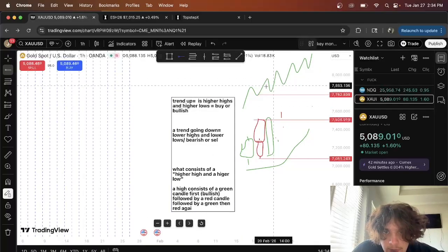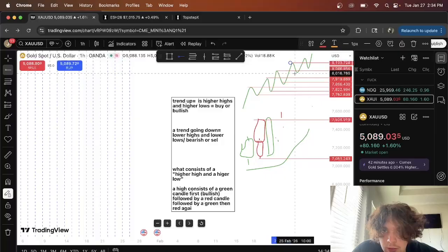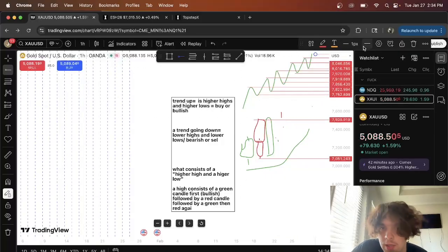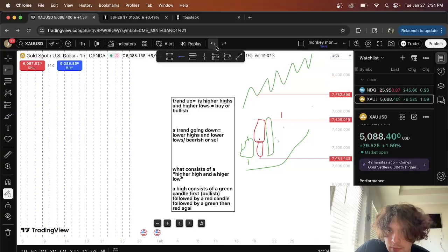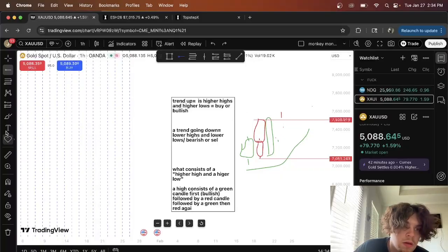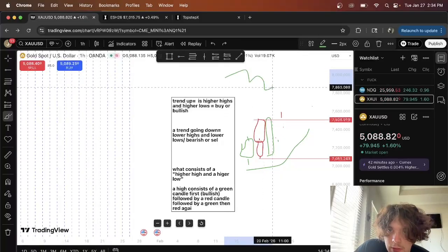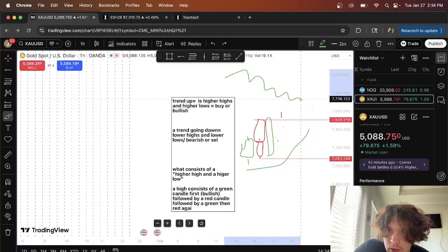It's a high, high, low, high, low, high, low, high, low, high. All creating an uptrend, right? Now it's the same thing in a downtrend. In a downtrend, you're creating lower lows and lower highs, right?